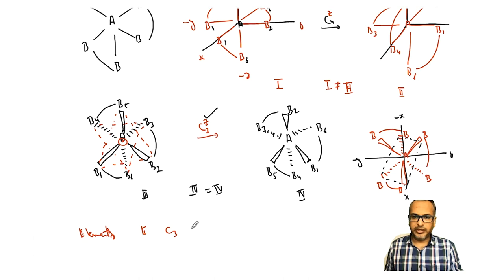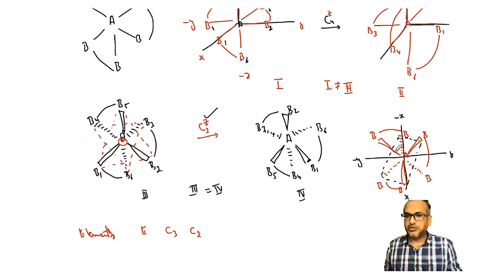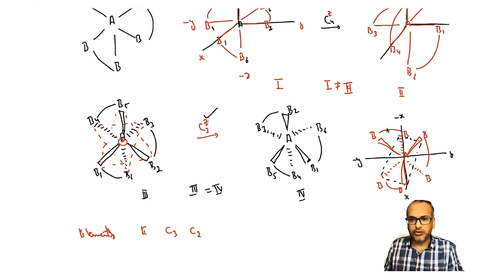Okay, and then you have C2 axis, and that will be all. Where is the C2 axis now? So C2 axis will be in between XY. This will be my C2 axis. Similarly, there will be another C2 axis, which will be like this.